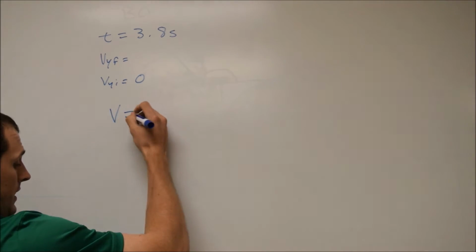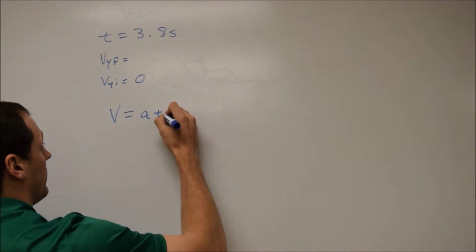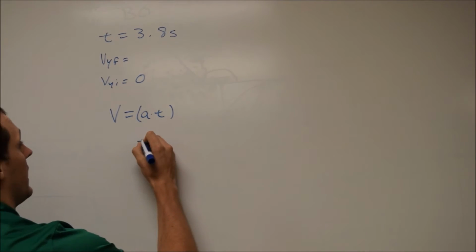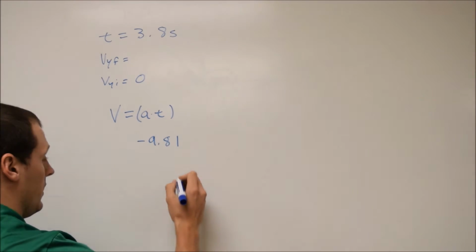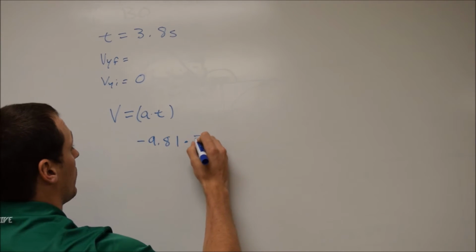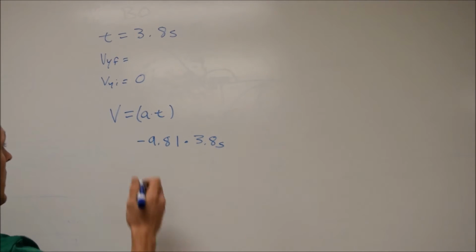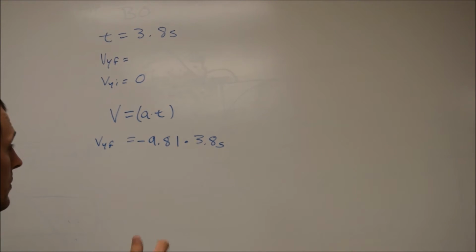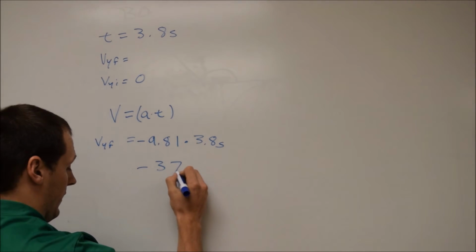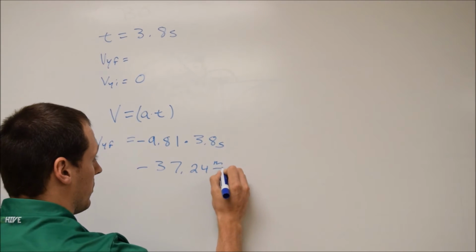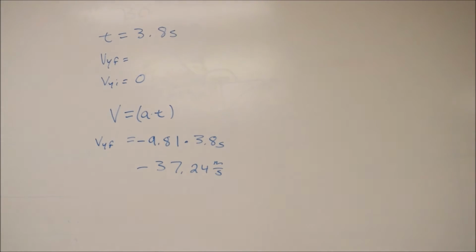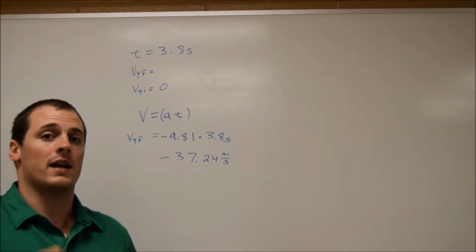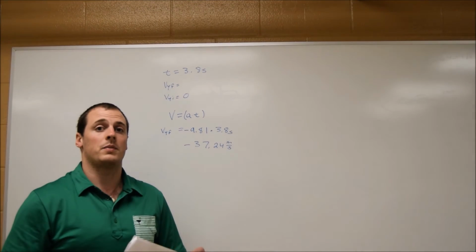So what we're going to use to solve this is we're going to use this equation here. So velocity is equal to the acceleration times the time. So what we end up with is negative 9.81 multiplied by the time, which is 3.8 seconds. And then that's going to give us our Vy final. So when we do the math for that, we end up with negative 37.24 meters per second. And so that's pretty simple. That's for the first bit. And you'll have quite a few questions like this on your test that relate to time to peak and time of descent from the peak.